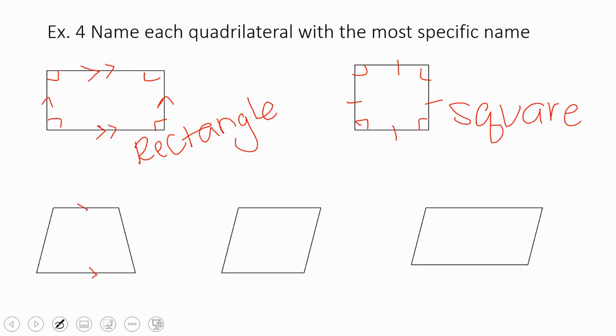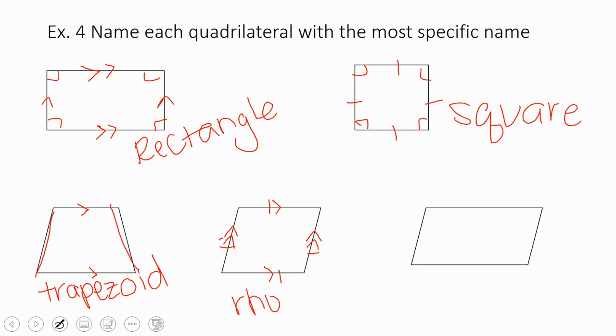This has 1 pair of parallel sides. Notice that these sides are not parallel, so only 1 pair of parallel sides is a trapezoid. And then this one has 2 sets of parallel sides, and they're all the same length, so that would be a rhombus. And then lastly, this one has 2 sets of parallel sides, and that's it. So it is a parallelogram.